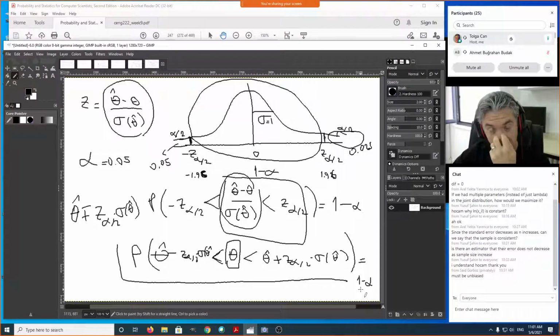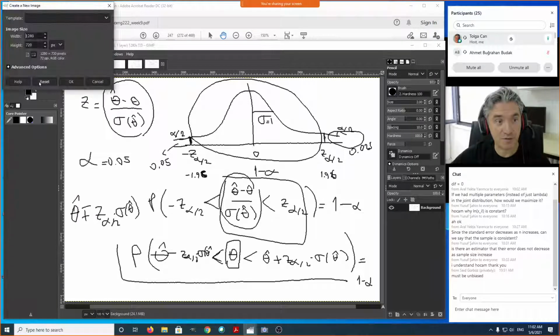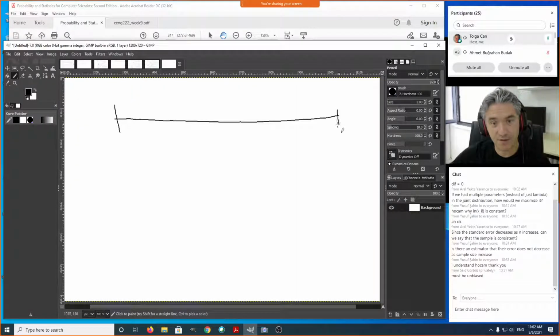Okay, so this derivation is important because at first you may think that the derivation comes from the fact that we assume that theta is at the center. We don't assume theta is at the center. We don't know where theta is. When we build a confidence interval around theta hat, the actual theta can be anywhere. We don't know where the actual theta is.